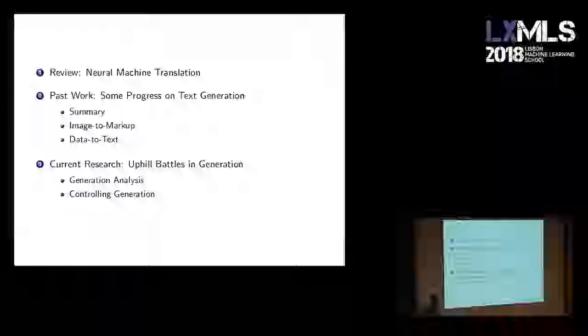So I'm going to talk today in three parts. The first two parts are the optimistic part of the talk. I'm going to talk first about a review of the key methods that we'll need throughout the talk, and then a review of some past work we've done on this topic to give you a sense of where we're at generating text for real problems.